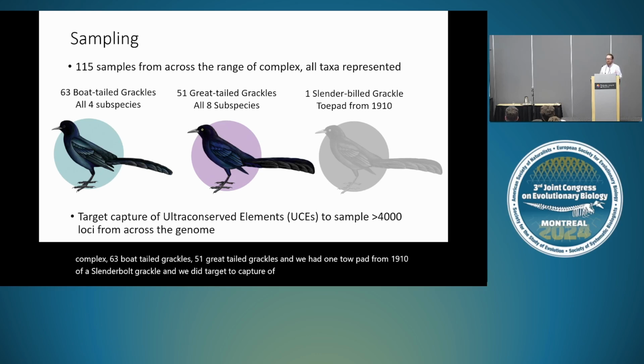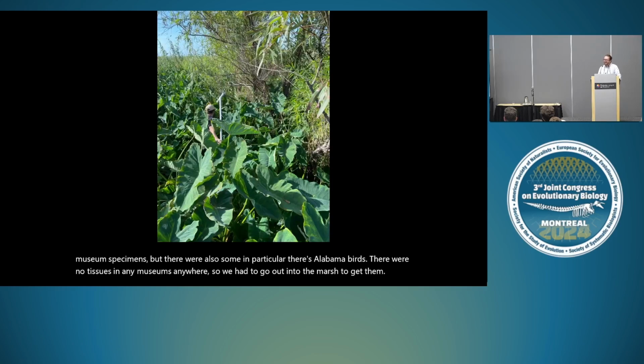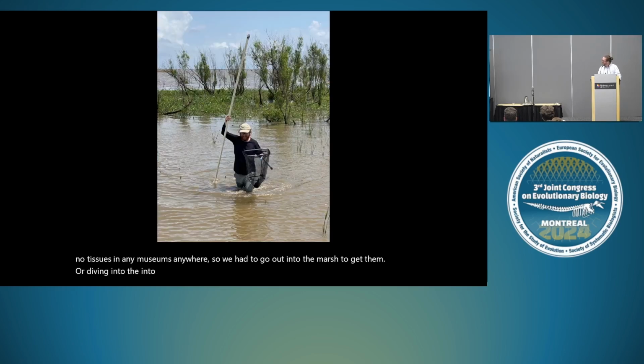And most of these were from museum specimens, but there were also some, in particular those Alabama birds. There were no tissues in any museums anywhere, so we had to go out into the marsh to get them, or diving into the elephant ear or the Atchafalaya River to get some samples. We ended up collecting 20 samples of that subspecies that are now at the LSU Museum of Natural Science for anyone to use in the future.